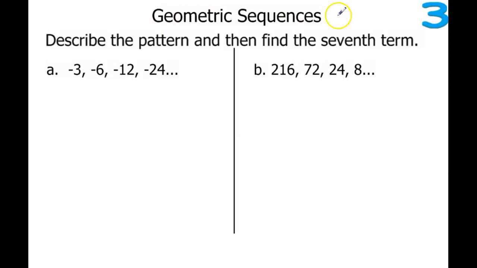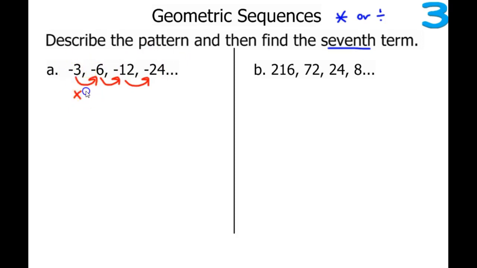Next, we're going to look at geometric sequences, having to do with multiplication or division. Describe the pattern, then find the seventh term, just like we did before. So from negative 3 to negative 6, negative 12, negative 24, these numbers, 3, 6, 12, 24, are getting big pretty quick. They're not getting smaller. I mean, they're going more negative, but not in terms of number-wise. 3, 6, 12, 24, they're getting bigger, so I know we're multiplying.